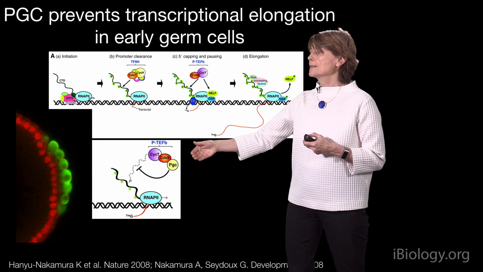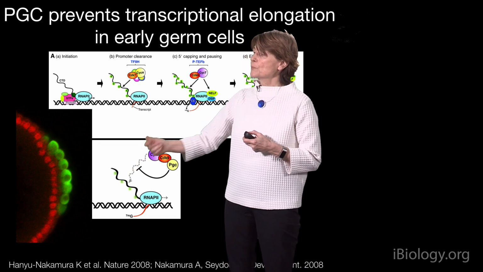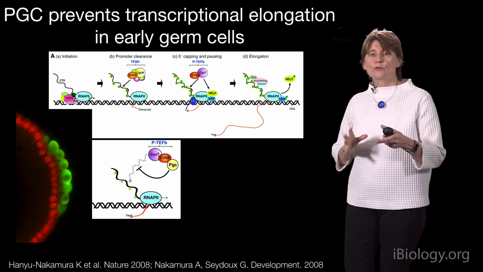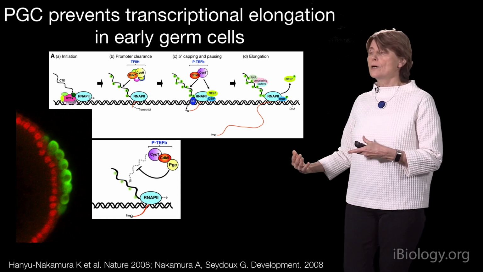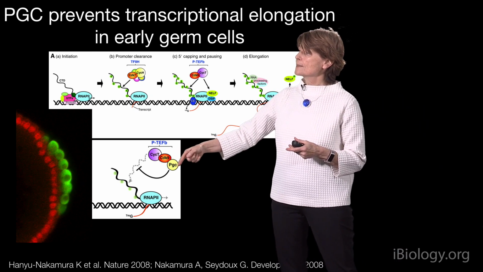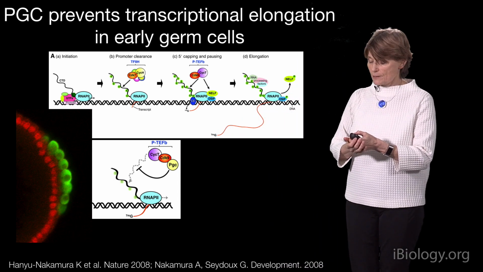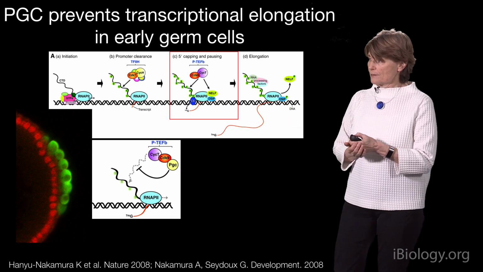And in this case, the two kinases which deposit this particular phosphorylation signal onto the C-terminal tail of Pol2, of the polymerase, which is absolutely required for elongation, is blocked. The access of these kinases is blocked by PGC, and so they cannot deposit this active signal. And so this is the critical stage.